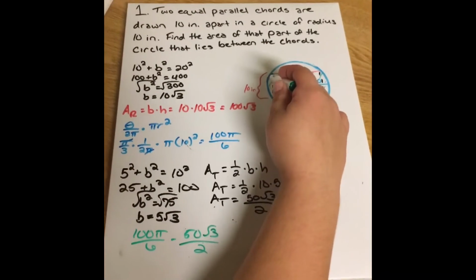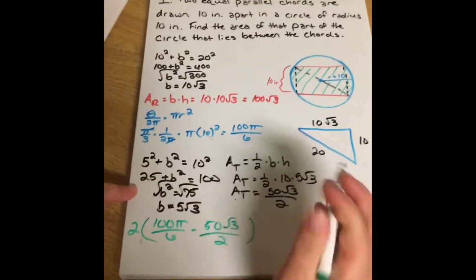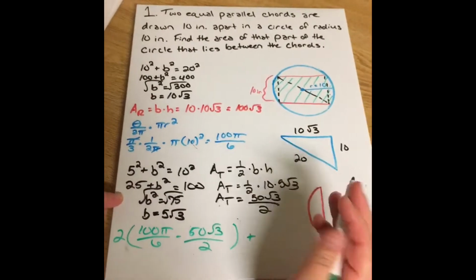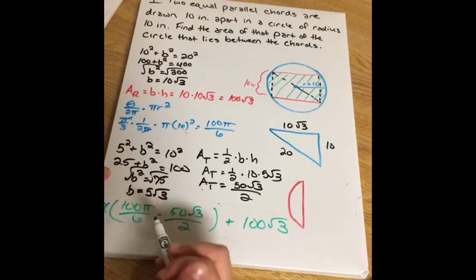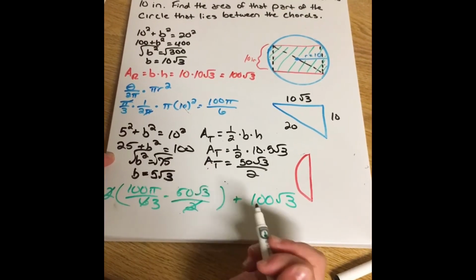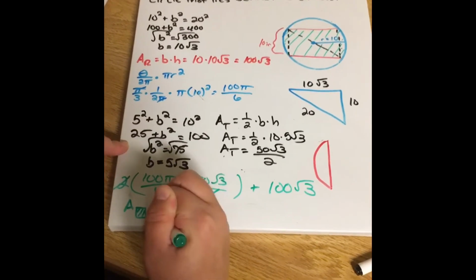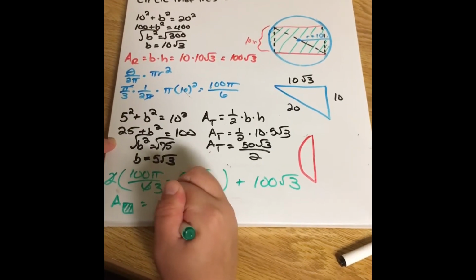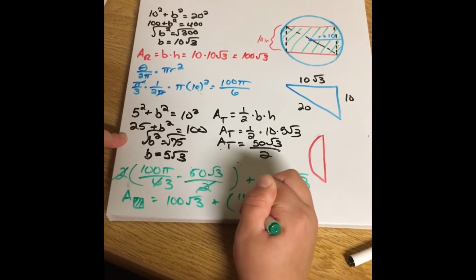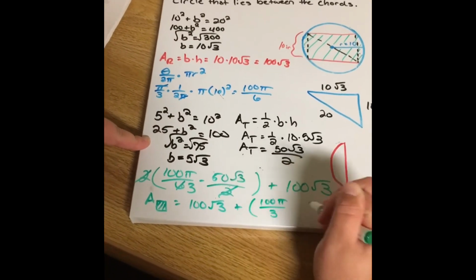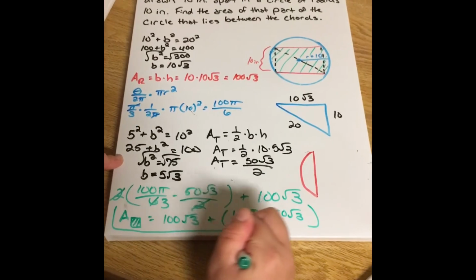However, we have two of these regions if you look over here. So we simply multiply it by 2 and then add the area of the rectangle we found earlier, which was 100√3. And here you can cancel out this 2 and make this a 3 and just get rid of this 2. So you get the area of the shaded region equals 100√3 plus 100 pi over 3 minus 50√3. And that is your answer.